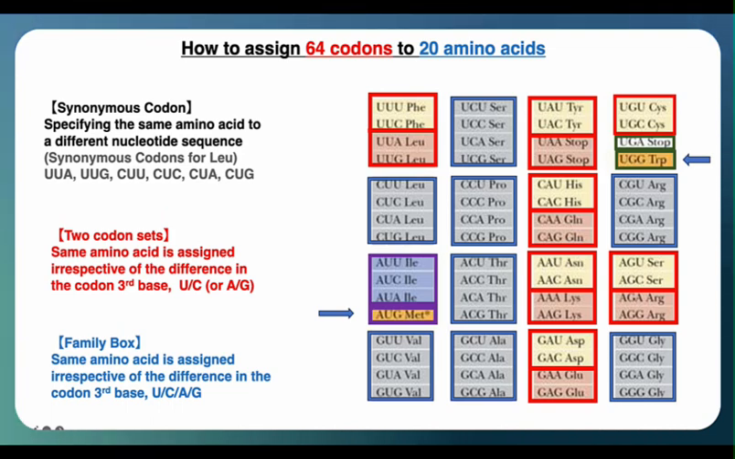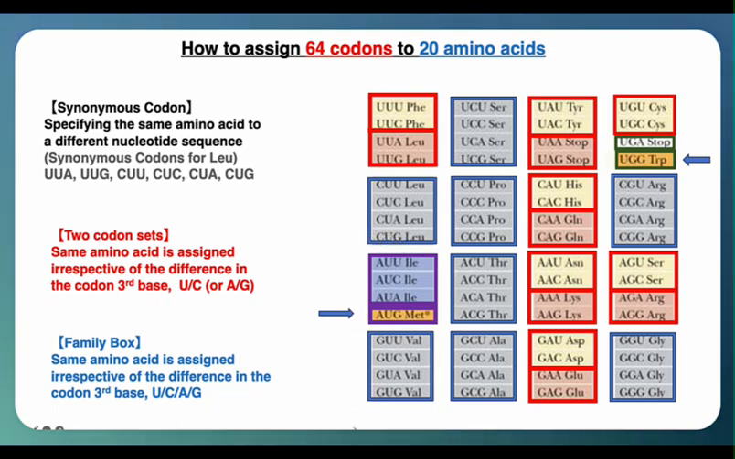A notable feature is the degeneracy of the genetic code, where multiple codons code for the same amino acid. This is seen in the 2 codon sets where the third base can be U or C, or A or G, and still code for the same amino acid, for example phenylalanine, leucine, aspartic acid, and glutamic acid. Another pattern is the family boxes, where any base at the third position codes for the same amino acid, for example the leucine codon starting with CU.